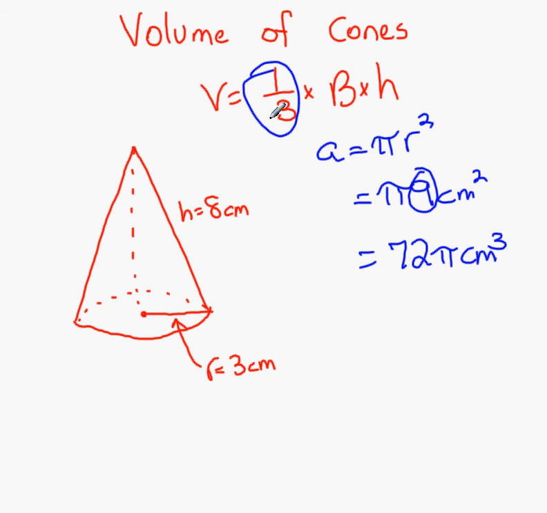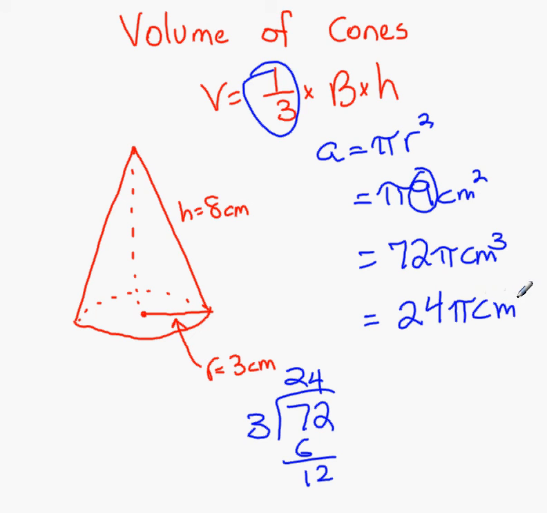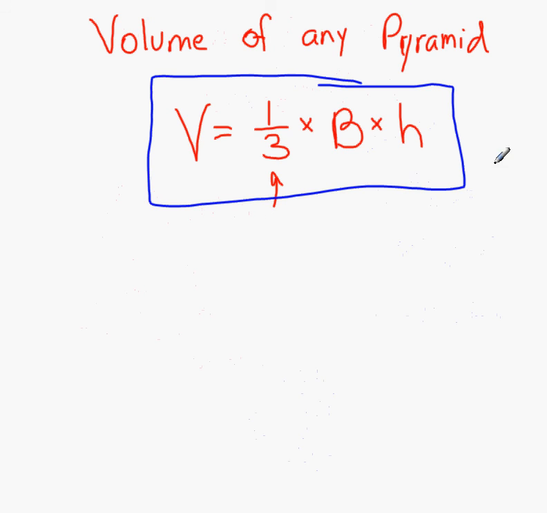1/3 of 72 is 24 pi centimeters cubed. So the only thing you really have to remember out of this is your formula for any pyramid or cone is that right there: 1/3 times the area of the base times the height.